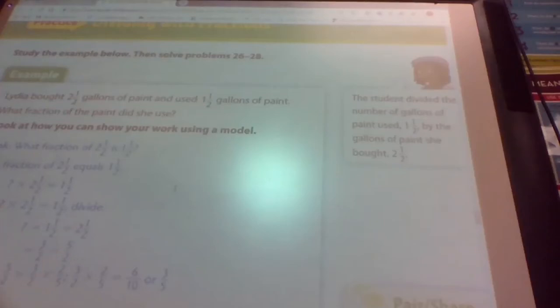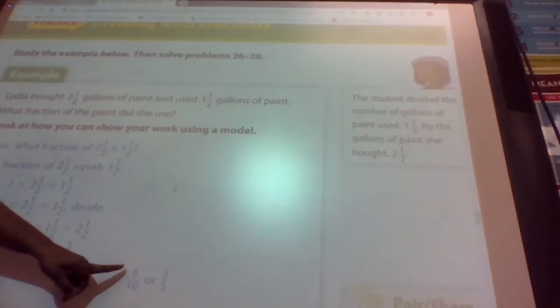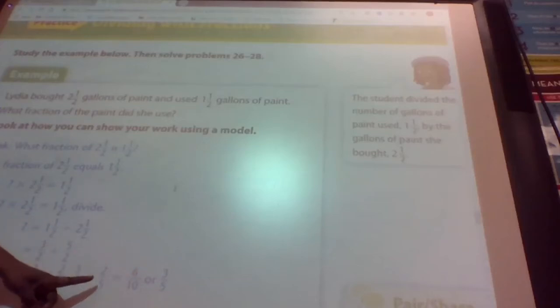Okay? So, to work out the problem, what do we multiply by? The reciprocal. The reciprocal of 5 halves is 2 fifths. So, 3 times 2 is 6. 2 times 5 is 10. So 6/10, if I divide that by 2, I get 3/5.